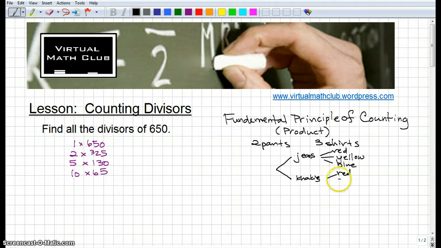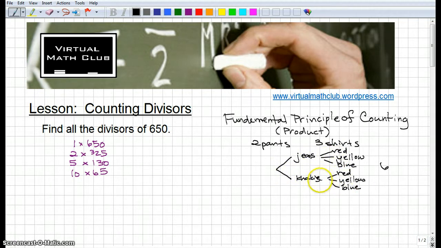Okay, I don't have anything clashing, so the choice of shirt is not dependent on my choice of pants. Okay, maybe if I had a pair of purple pants, maybe I wouldn't want to wear them with a red shirt. I don't know. Depends on what your taste is. Okay, so you can see how we end up getting 6 outfits, and these basically show you all the possible outfits. We get the jeans with the red shirt, jeans with the yellow, jeans with the blue, or the khakis with the red, khakis with the yellow, khakis with the blue.